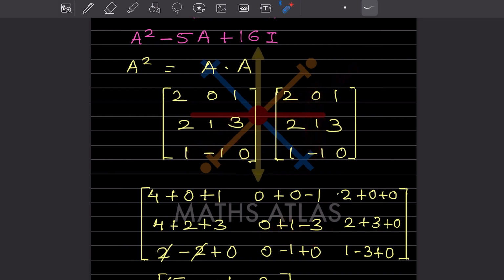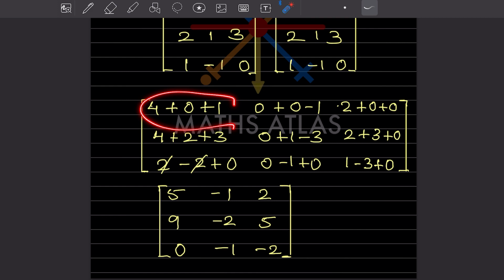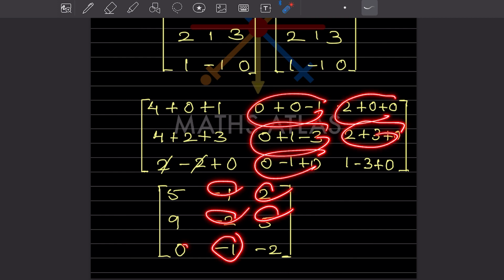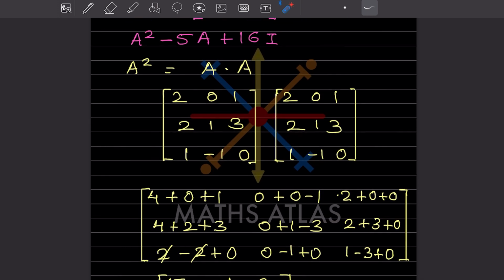Now let us see for the third one. 2, 0, 0. Then 2, 3, 0. Then 1, minus 3 and 0. So what do you get here? When you add this one, you get 5, 9. This and this get cancelled. So 0, minus 1, minus 2, minus 1, 2, 5 and minus 2. So this you got for A square.